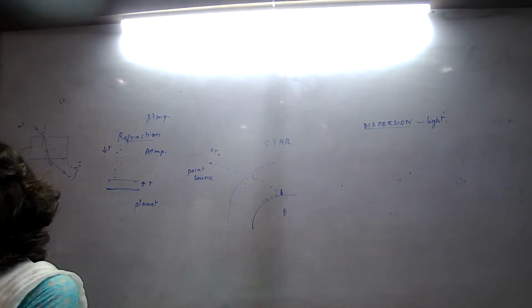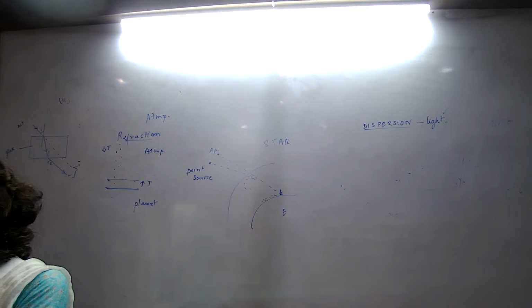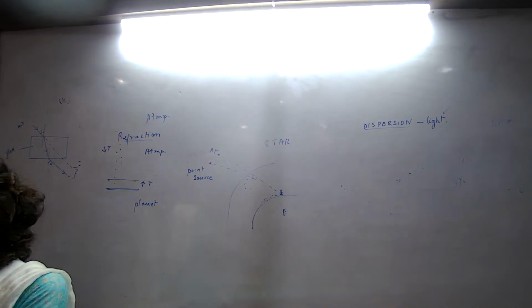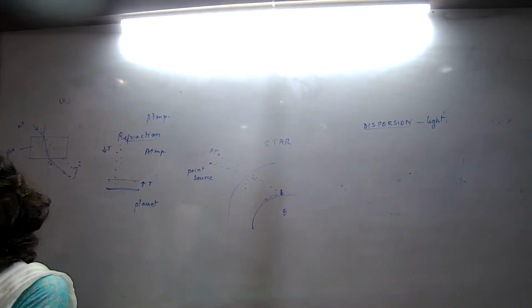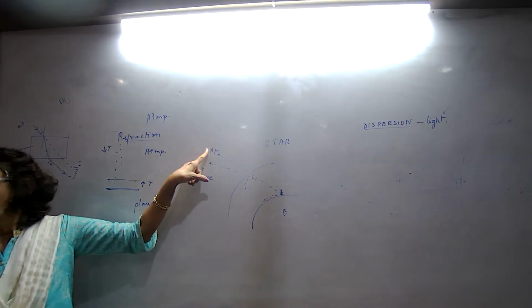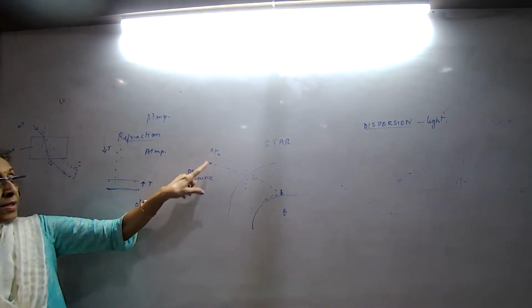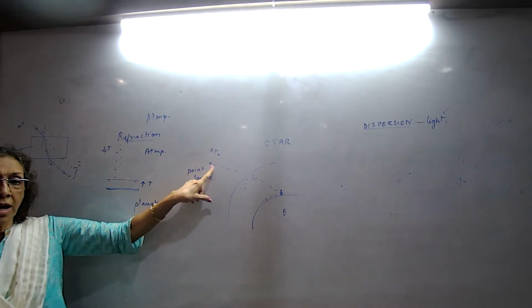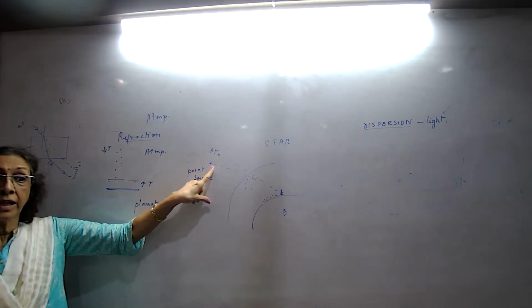Since the atmosphere bends starlight towards the normal, the apparent position of the star is slightly different from its actual position. The star appears slightly higher above than its actual position. Look at the diagram here. What is the apparent position? What is apparent? It appears to be. This is the actual position of the star, and the apparent position is slightly higher than what actually it appears to be.